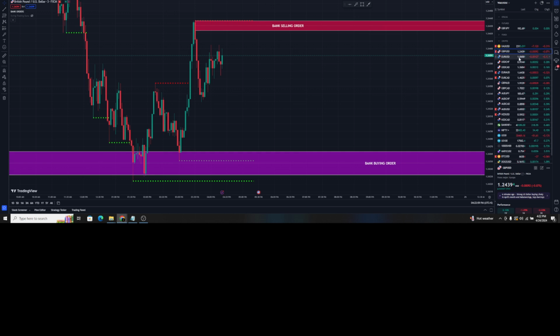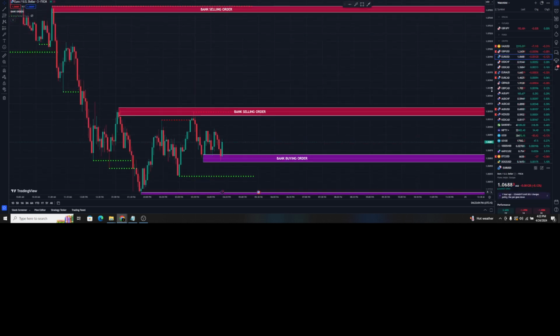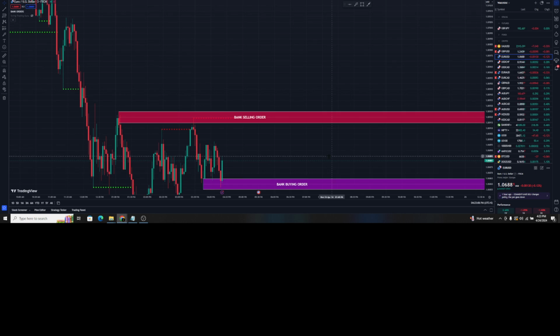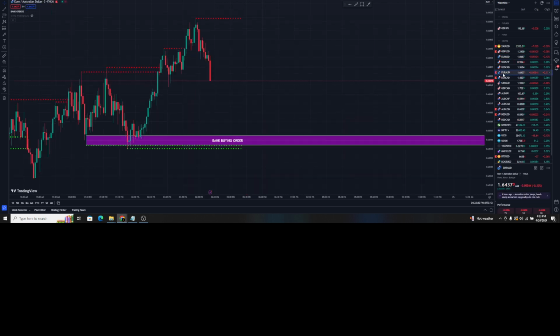So let's have a look at the other pairs. This is the live market, not a still market. You can see on EUR/USD, on a 3 minute time frame, the market is pumping up from the bank buying order. This was a straightforward buy signal, and that was a straightforward sell signal, as the price dropped from the bank selling order.